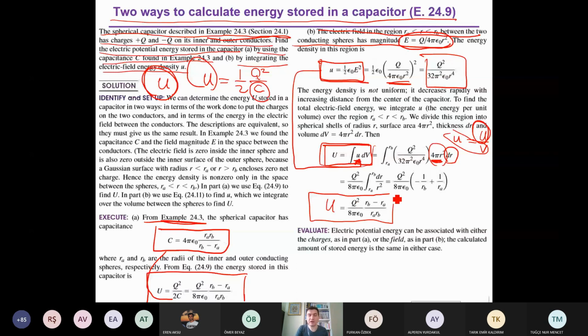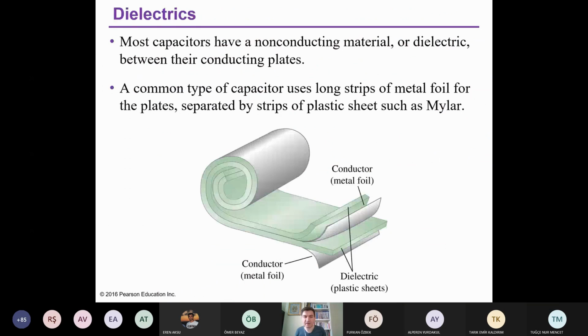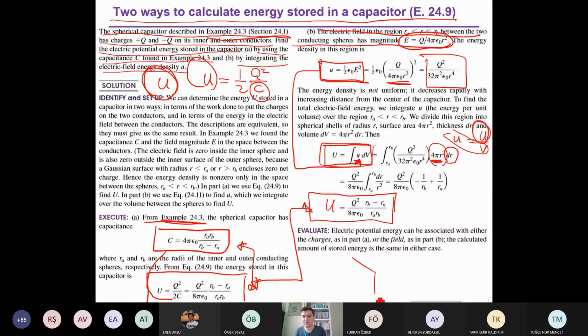Okay, with this one, I finished this lecture. And next lecture, we will continue with the dielectrics, and we will use dielectrics between the plates of the capacitors. Within this part of my lecture, we have discussed the capacitors with the plates, and between the plates, we have nothing, just vacuum, okay? But generally, we use dielectric materials between the plates, okay? And then you can increase the capacitance of the capacitor, and you can store more energy. So in the next lecture, we will continue with the dielectrics.